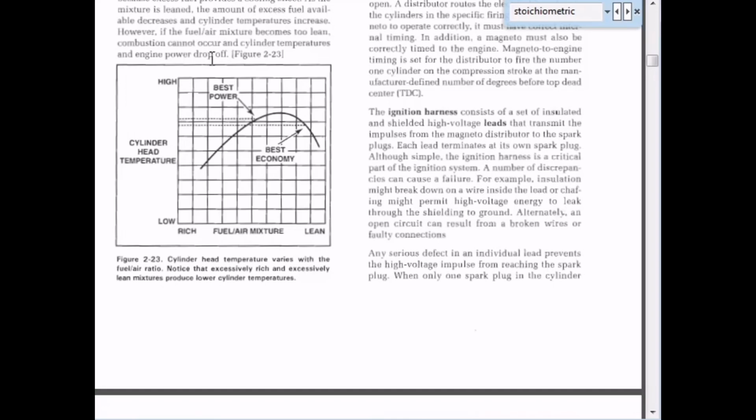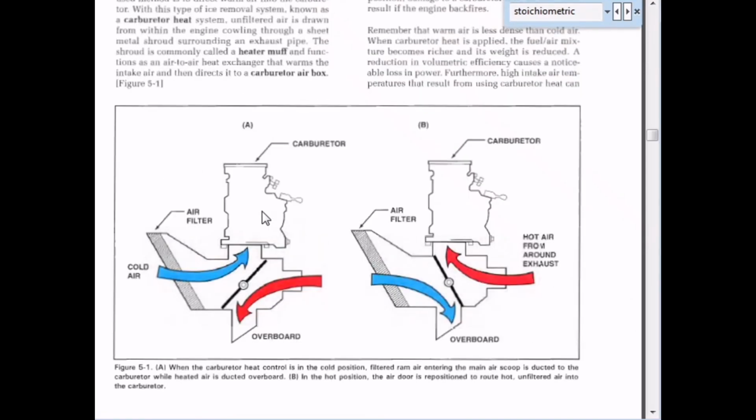Tetapi bila you terbang tinggi, udara dah sejuk, jadi buat apa membazir fuel? Jadi you punya best economy ialah you lebihkan oksigen, lebihkan angin. Fuel tu kurangkan. Pasal apa? Kita nak jimat belanja, fuel tu mahal. Jadi buatlah dekat lean. Lean tu maksudnya lebihkan angin lah supaya jimatkan fuel. Pasal apa? Kita dah terbang tinggi. Terbang tinggi udara sejuk. Carburetor heater tu sebenarnya apa?